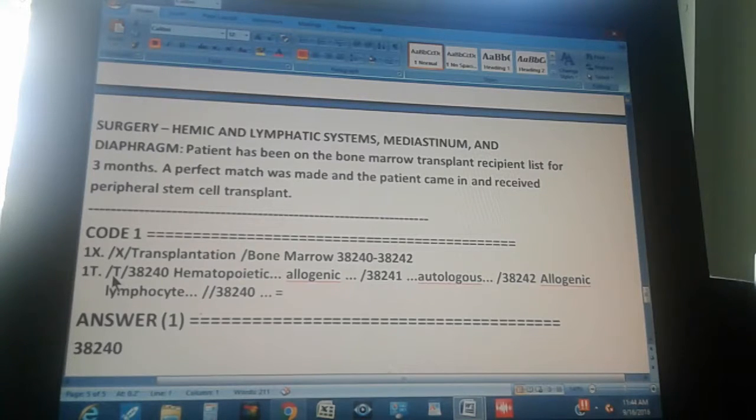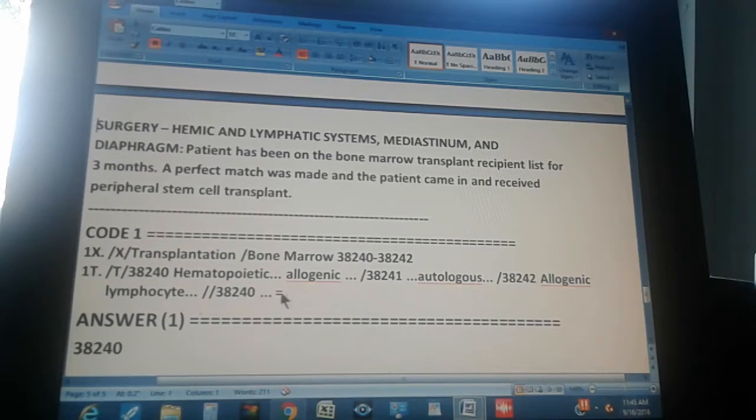The code is checked through the tabular like this. First, you go to the tabular. Then you start with 38240. What is that? Hematopoietic allogenic is the first one. The second one, 38241, is autologous. It's also hematopoietic, but autologous means it's from the same person, not from a donor. And the third one?